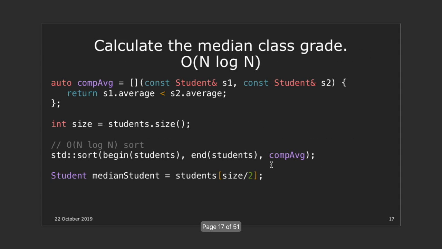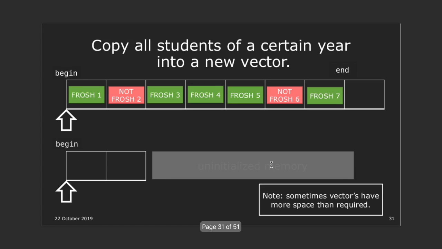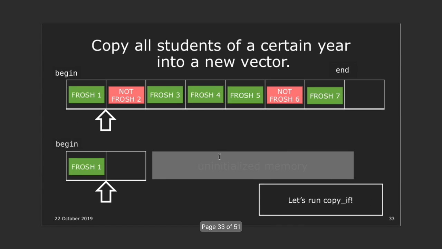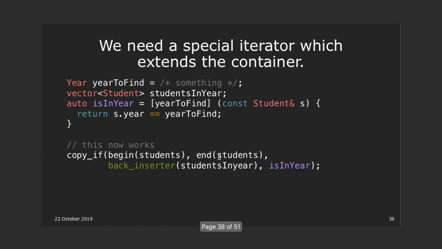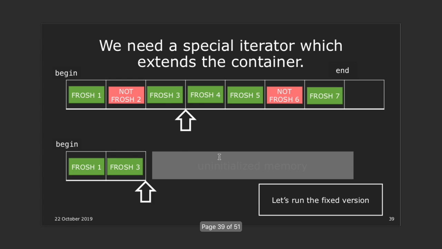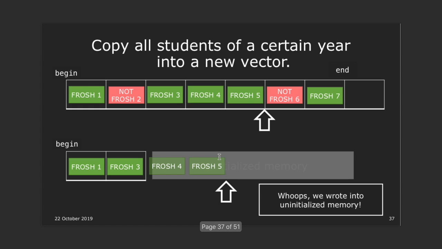I have a really nice looking slide to explain why. Okay, so let's be nicer and say, let's copy all the freshmen. What it's going to do is go through begin and just keep adding elements. But what happens now? We're going to keep adding and adding and adding. What do you notice? It's not being saved.